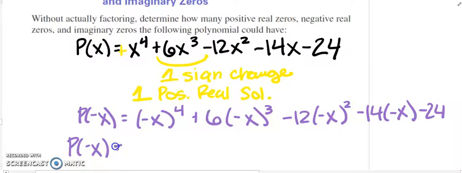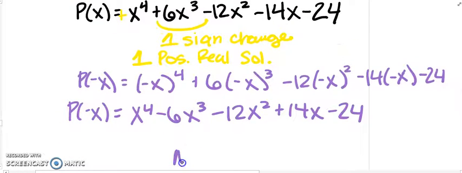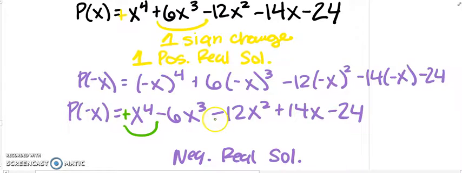So P of negative x: when I raise a negative to an even power, I get a positive. Here I get a negative. Here I get a positive. It was already negative. 14x, negative 20. Because I'm finding P of negative x, this is going to tell me how many negative solutions. This is a great review. That's a positive. So 1, no sign change, sign change, sign change. So I have 3 sign changes.